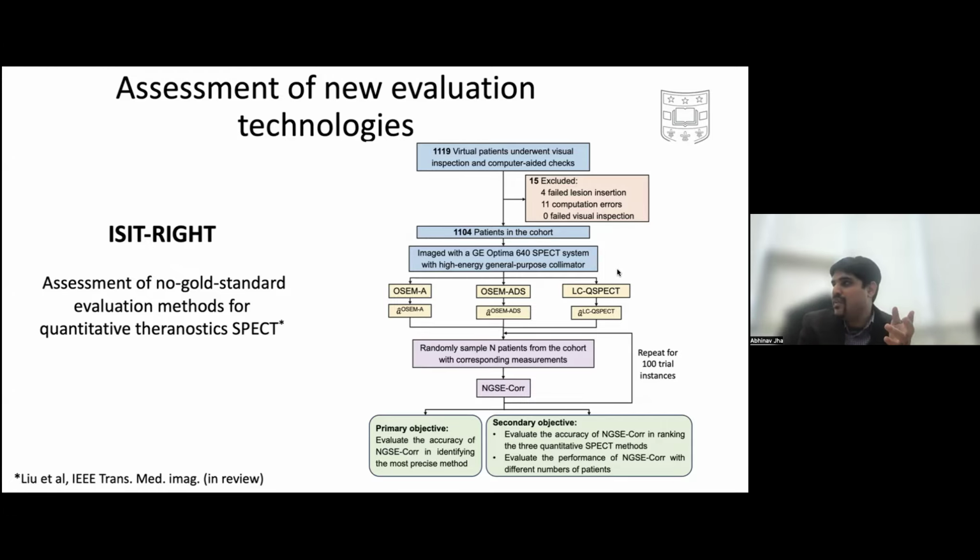It's a detection thing, or well, you're comparing their performance on the task? Estimation, yes, estimation of activity uptake in organs. So this was organ dosimetry. So we are looking at organ dosimetry. And we are asking the question, can we rank these methods accurately? And we know the true ranking because it's all in silico. We know what the true ranking is. And so the primary objective is, can we rank the methods correctly using our methodology?